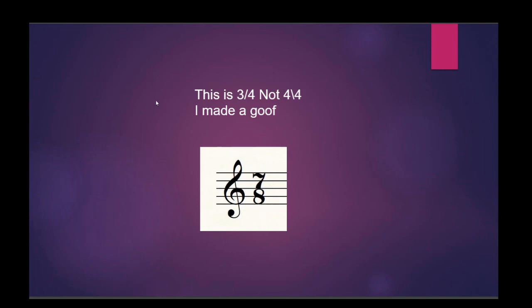So we can't go 1, 2, 3, 1, 2, 3. Maybe what we should do instead is 1, 2, 3, 1, 2, 1, 2, 1, 2, 3, 1, 2, 1, 2. Do da dee do day do day do da dee do day do day.